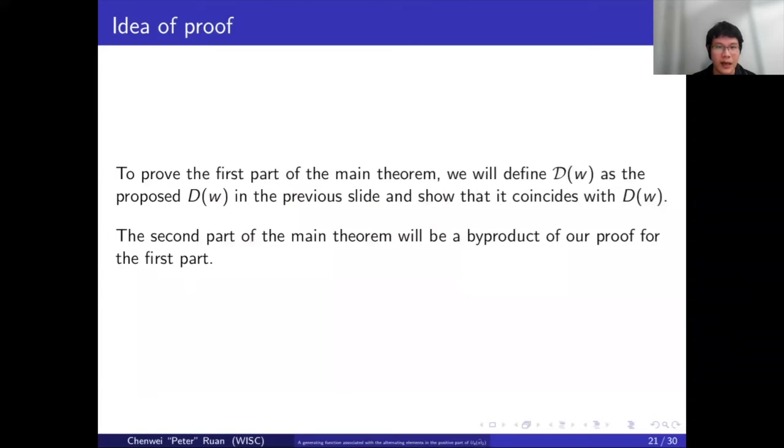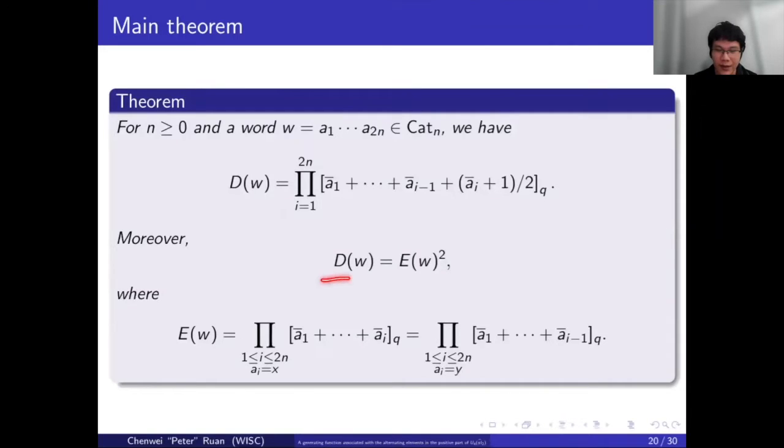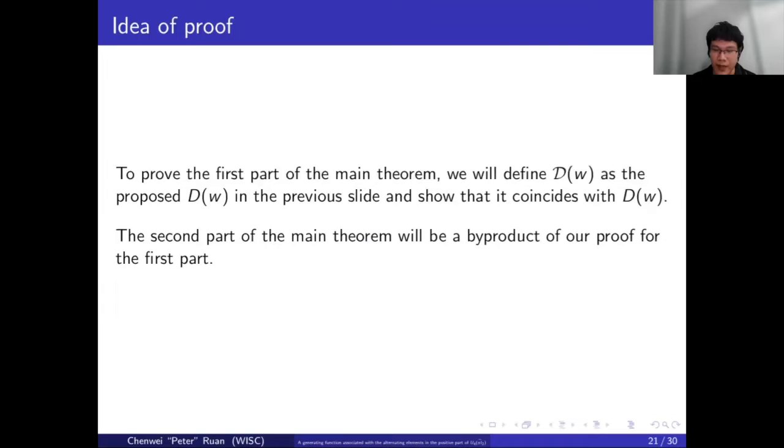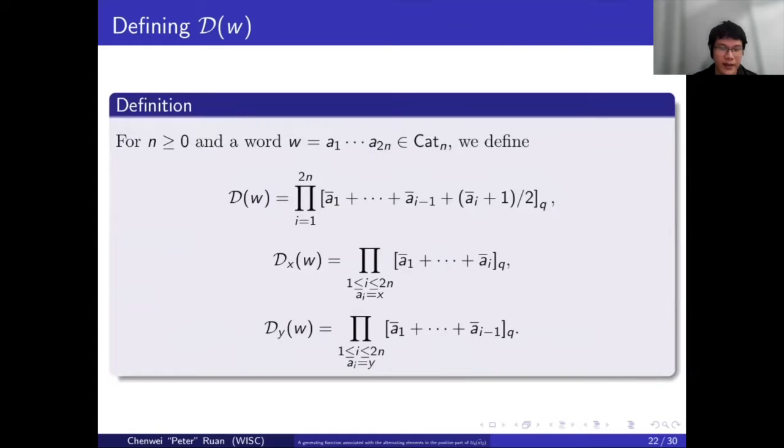So now let's talk about how we want to prove this main theorem. We'll define some \hat{d}(w) as whatever was proposed for d(w). Then in the end, we will show that this \hat{d}(w) coincides with d(w). The second part, namely that each d(w) is a square, will just be a byproduct of our proof. So now let's define \hat{d}(w) for any Catalan word w = a_1 up to a_2n as follows.